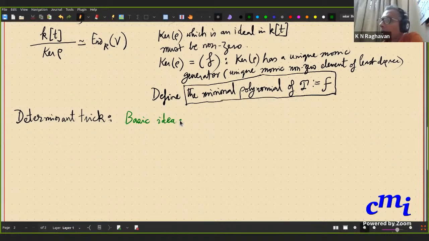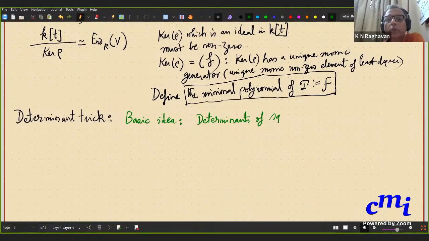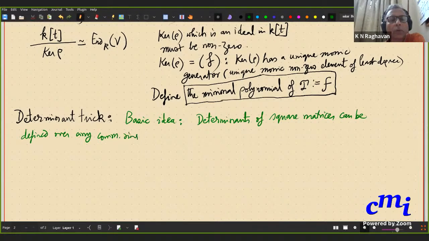Okay, so the first basic idea is that all this you can do over any commutative ring, right? So determinants of square matrices can be defined over any commutative ring, not necessarily a field. That's the first idea.